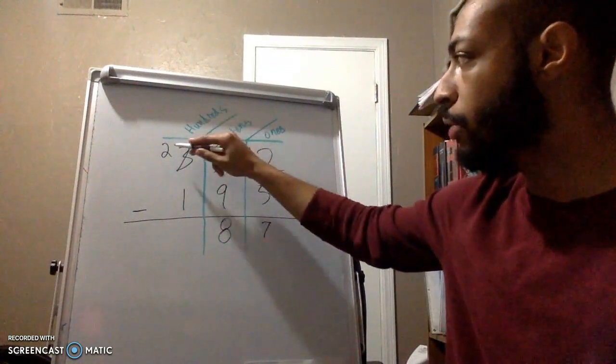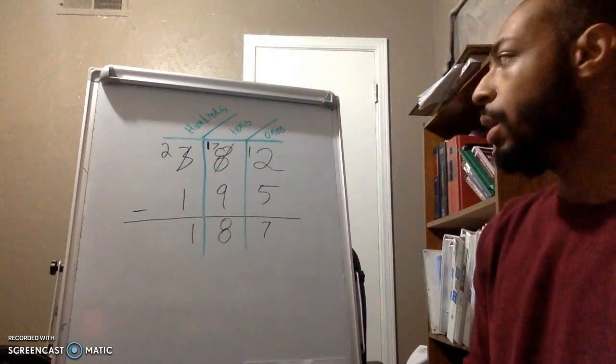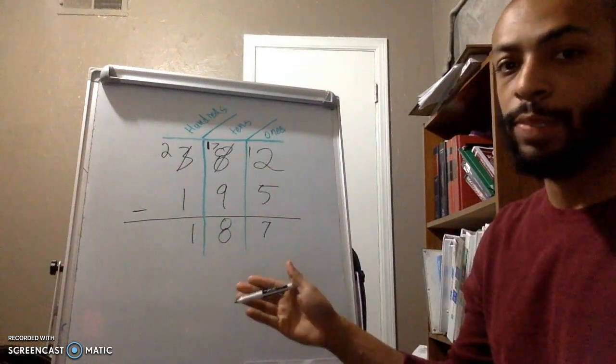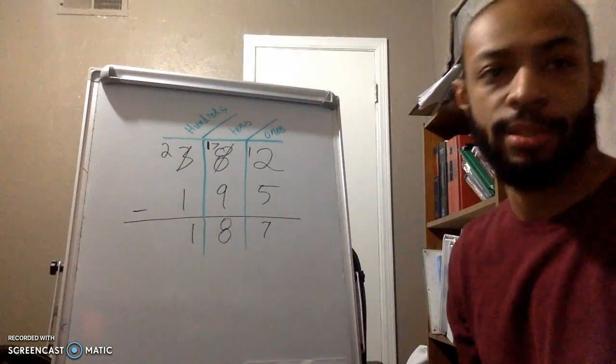And I just come to my hundreds. I have 2 minus 1, simple, easy, 1. So you could see we kept the ones spot all together, dropped it down, tens all together, dropped it down, and same with the hundreds.